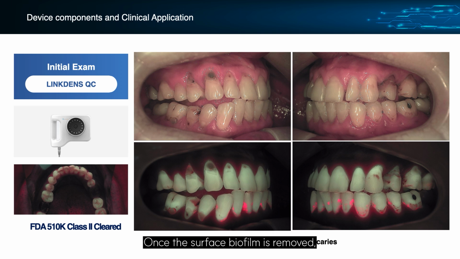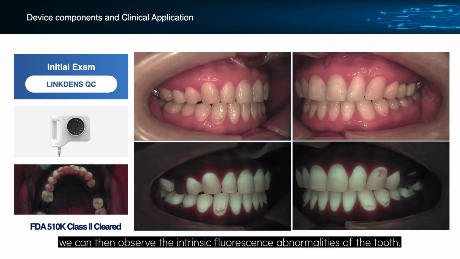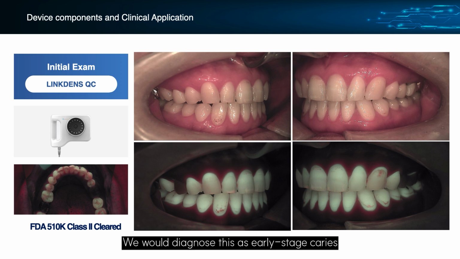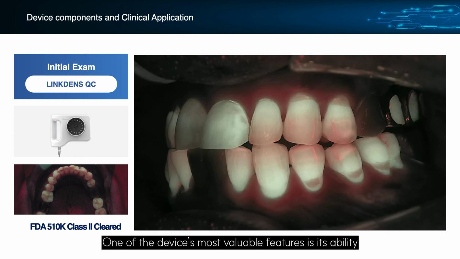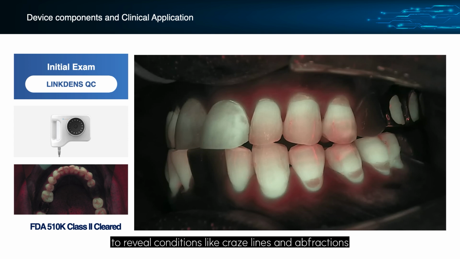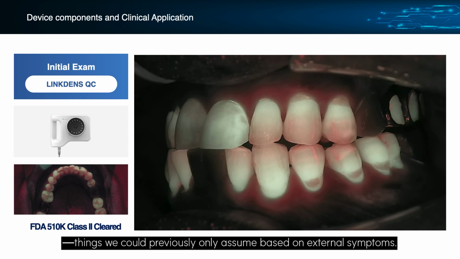Once the surface biofilm is removed, we can then observe the intrinsic fluorescence abnormalities of the tooth. We would diagnose this as early-stage caries based on fluorescence irregularity. One of the device's most valuable features is its ability to reveal conditions like craze lines and abfractions, things we could previously only assume based on external symptoms.